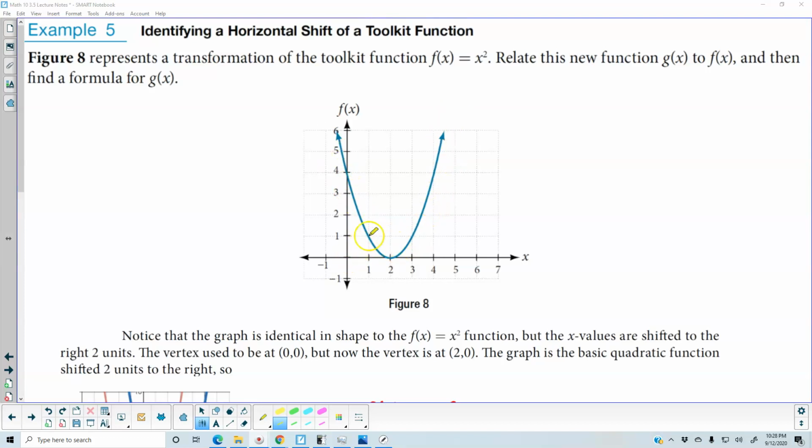Now normally the parabola is at the origin. So you can see here what happened: it moved to the right 2 units. So again, the graph is identical to the shape of f of x equals x squared, but the x values are shifted to the right 2 units. The vertex used to be at 0, 0, but now the vertex is located at 2, 0. And the graph is the basic quadratic function shifted 2 units to the right.